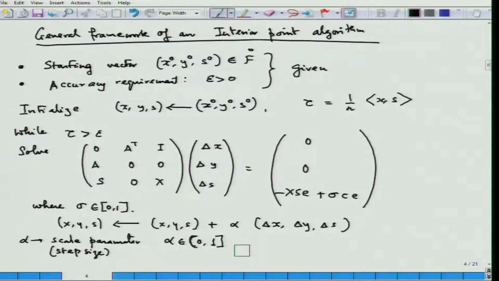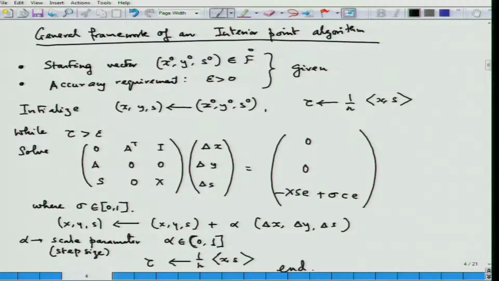So, it is a while-do loop: while do this, solve this, and once you get the new value x, y, s, again assign to tau the new one. End while. So, what you do is again check: my new x, y, s is this, my new tau is this, check whether tau is this, and again go back and solve this and continue. When tau is less than or equal to epsilon, you stop the whole thing.